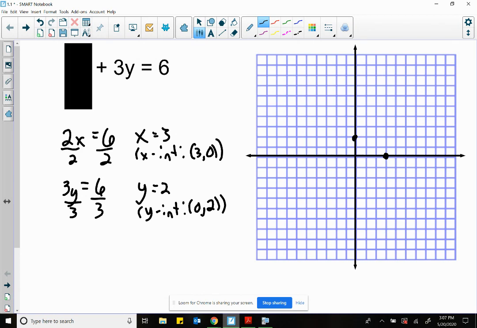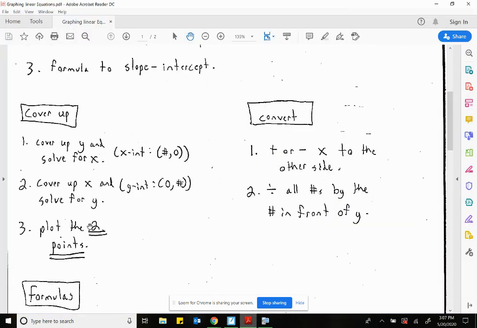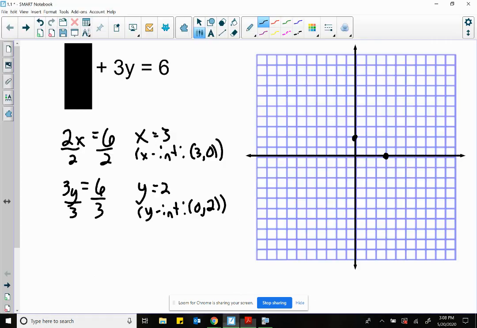And now, all that's left, the third step says plot the 2 points, which we did, and you need to connect the dots. It's like, connect the dots, going from dot 1 to dot 2 to dot 3, so on and so forth. But you only have 2 dots. So we don't have to worry too much about connecting the dots. So I'm just going to grab this guy and close enough. There's our line. Okay? That's graphing standard form.